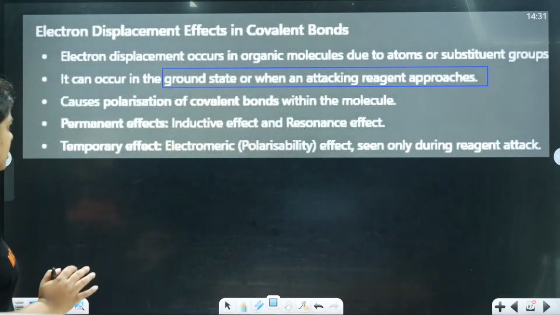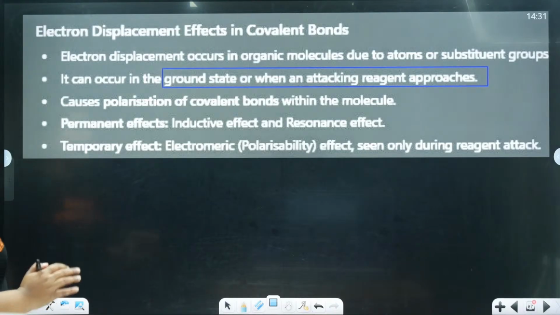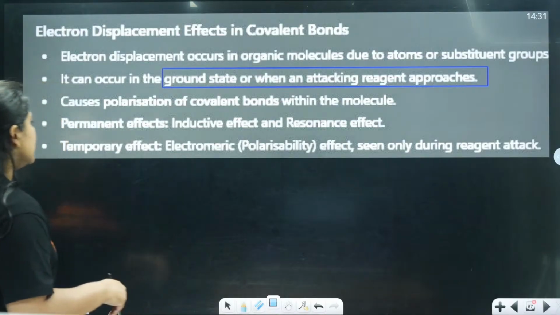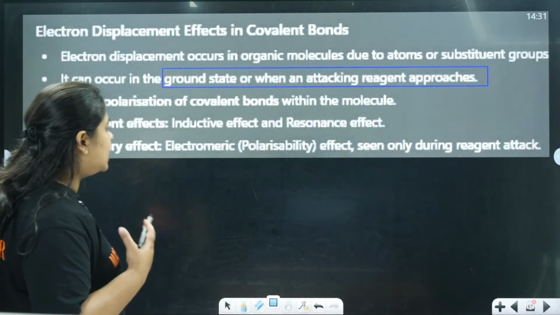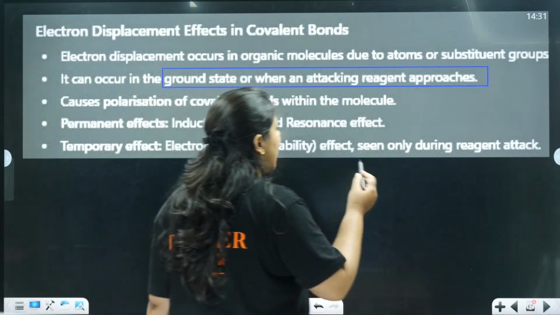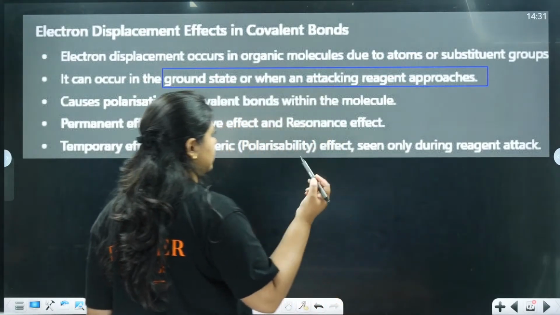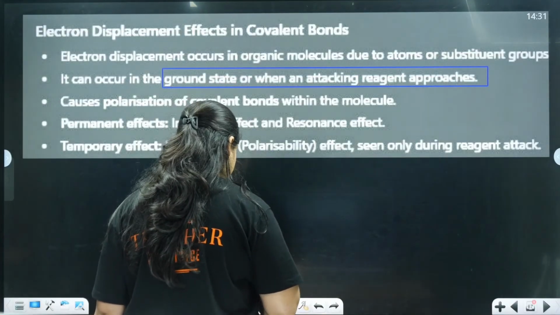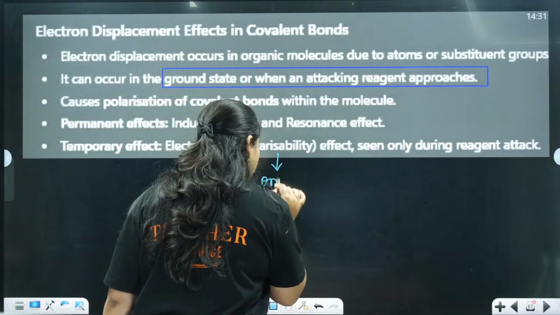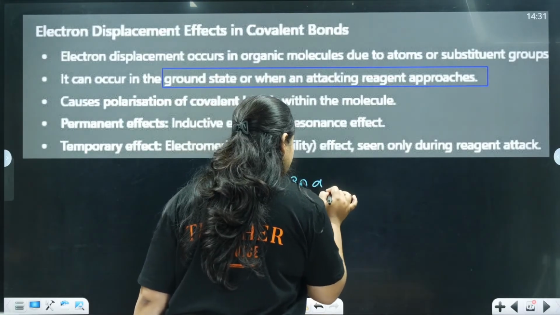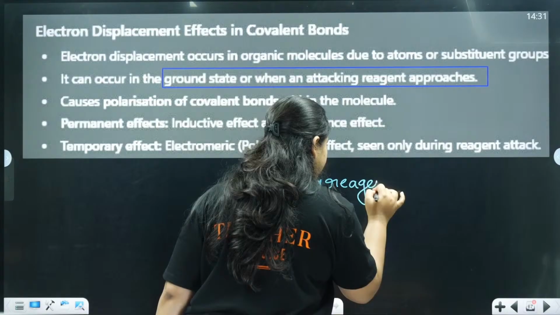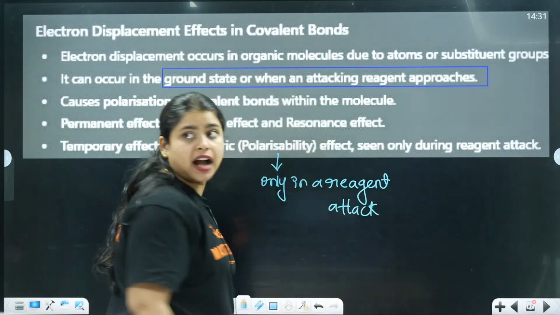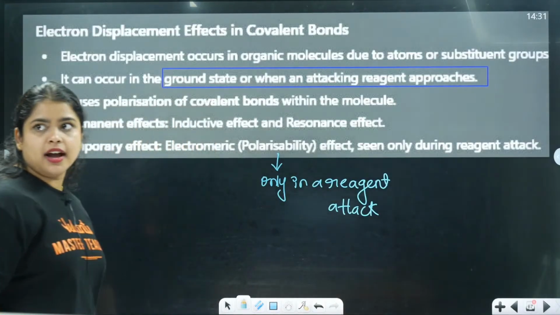Clear? Next, it causes polarization of the covalent bonds within the molecule, and the permanent effects are like the inductive effect and the resonance effect. Next, the temporary effects like the electromeric effect and the polarizability effect are seen only during the reagent attack. It's seen only in the reagent attack. Okay, clear? So only when a reagent is attacking does it happen. Understood? Only then it happens. Clear?